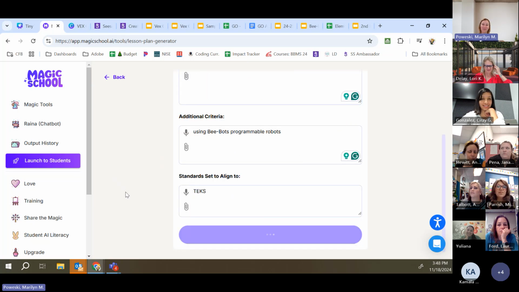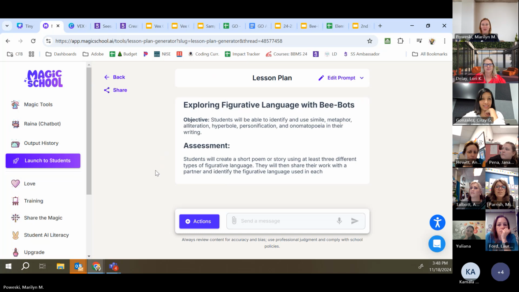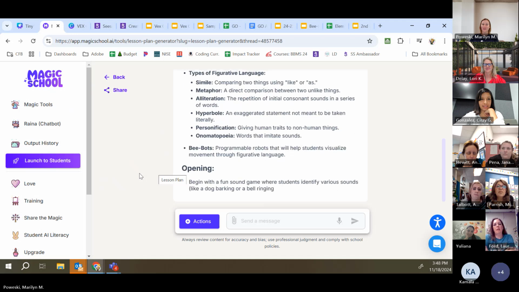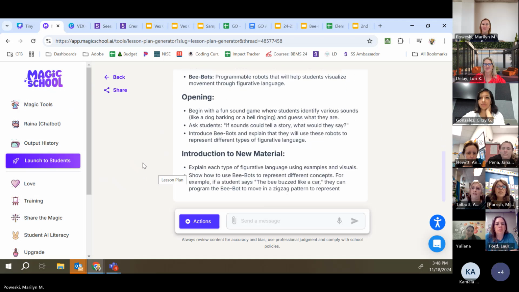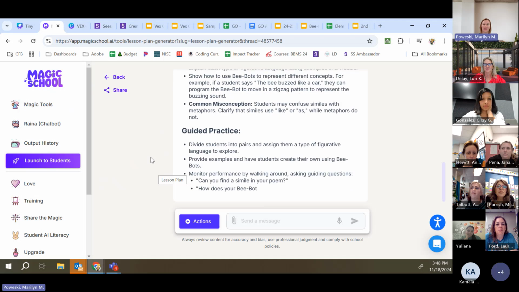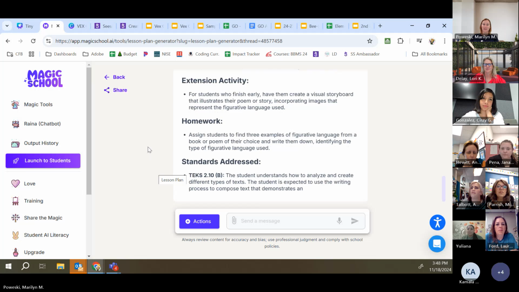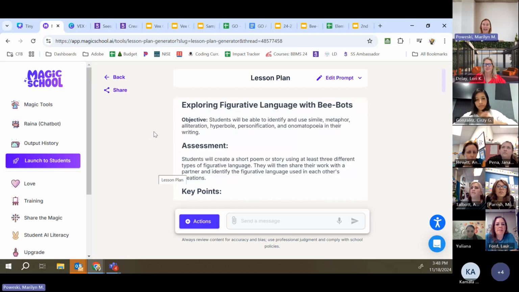All right, so we're going to generate and we'll see what it comes up with. It's thinking. It's doing the thing. Okay. So students create a short poem or story using at least 3 different types of figurative language. Then they share their work. And then the partner has to identify the examples of figurative language that they see in the person's poem.